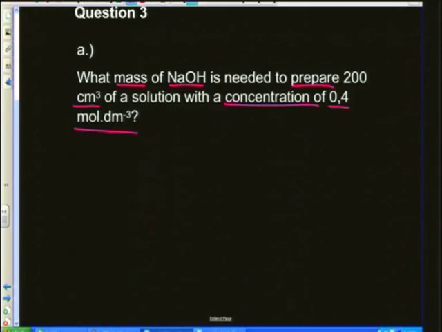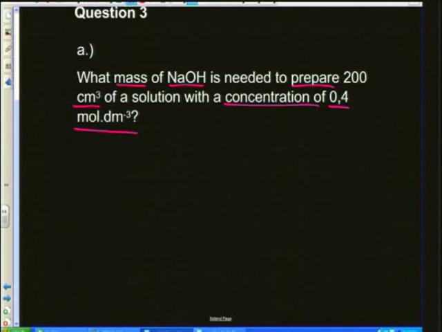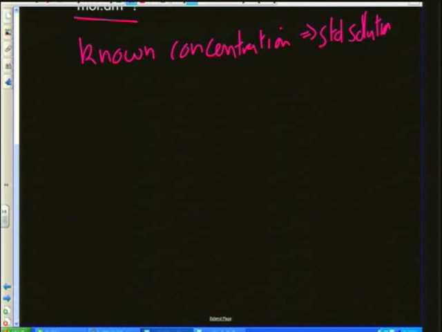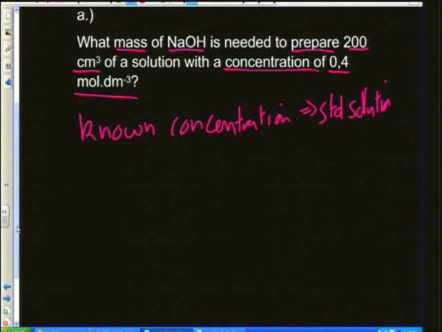Guys, this is a question that is often asked in the exam, can even be asked in a practical exam, because a solution with a known concentration is called a standard solution. So we want to know what mass is going to dissolve in 200 centimeters cubed to give us a concentration of 0.4 mole per decimeter cubed. So what have we got?